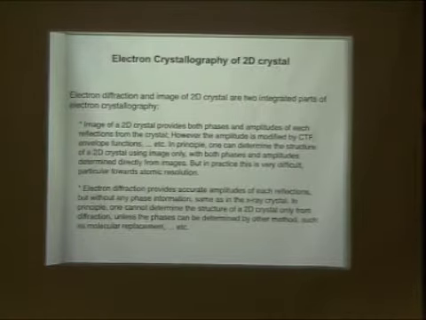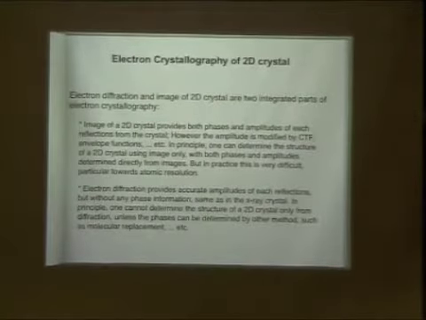Because if you can get both amplitude and phase, you can correct for all this contrast transfer function, and you get both pieces of information. Then you can just do an inverse Fourier transform, and you can get a structure.